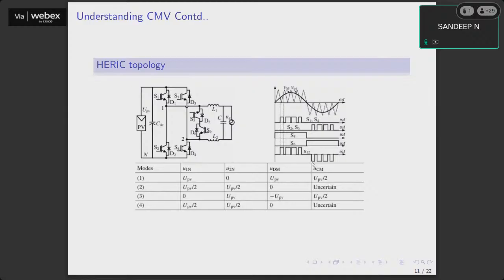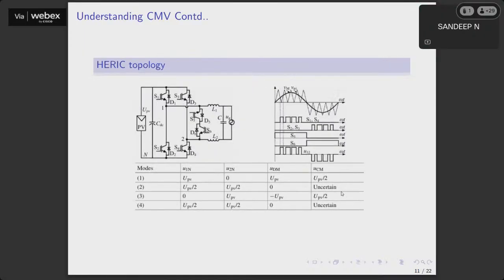When this happens, the UCM is undefined because we don't know what the voltage V1N and V2N are, but ultimately it is not changing. So you can see that UCM is almost remaining a constant. This is the basic idea behind the Herrick structure.